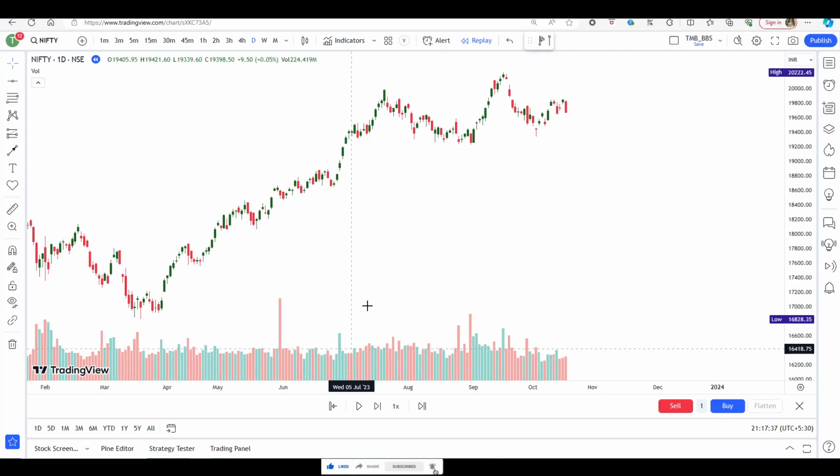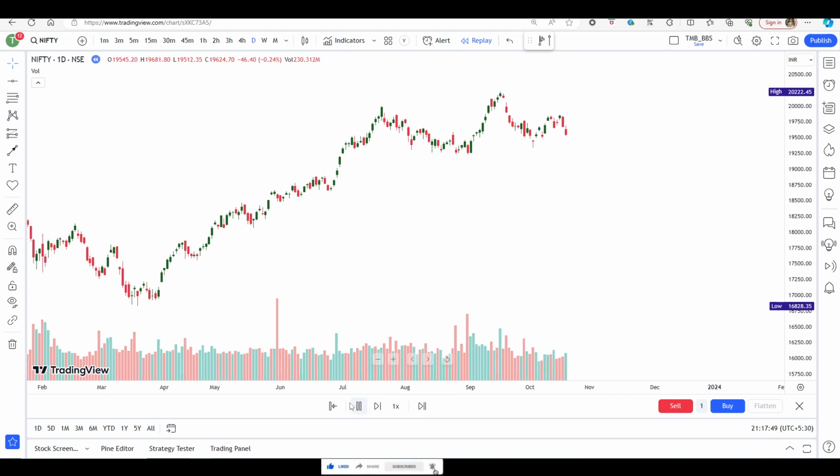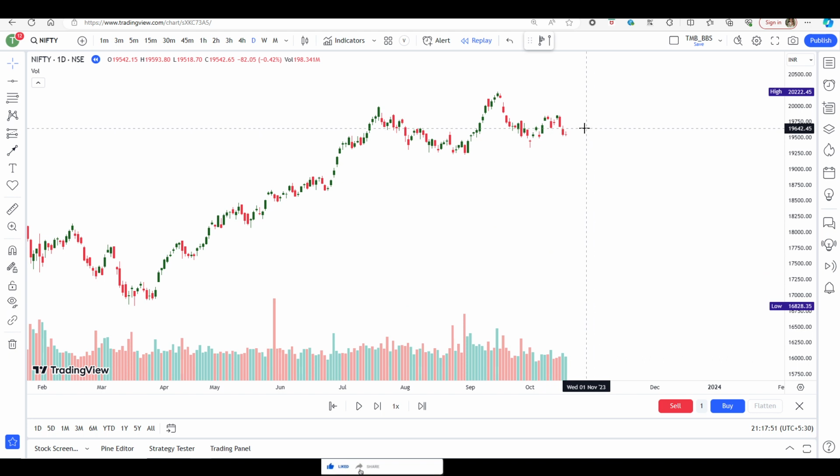Let me take a chart. Here I cut all the days' candles just to explain to you. I'm replaying it. Now if we see, the previous low is this one. The next day, for example, today's candle closed below the previous day low. That means the bias is bearish bias.